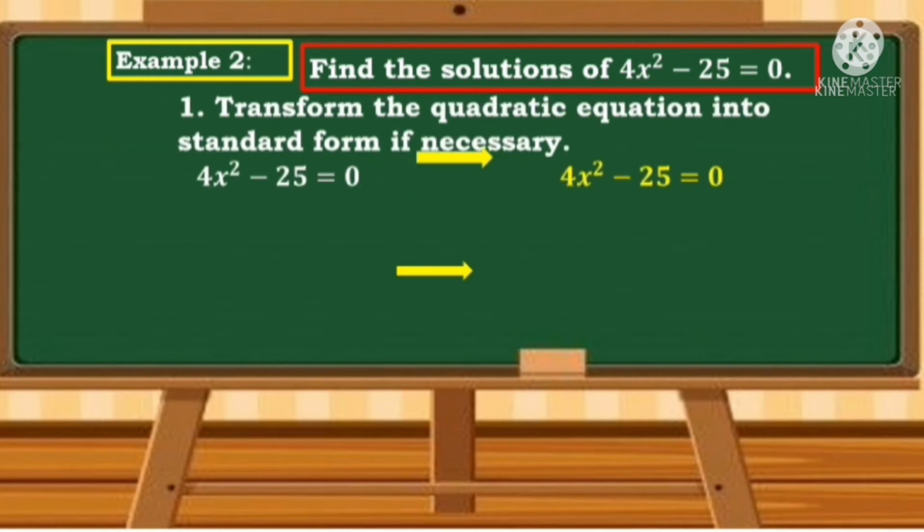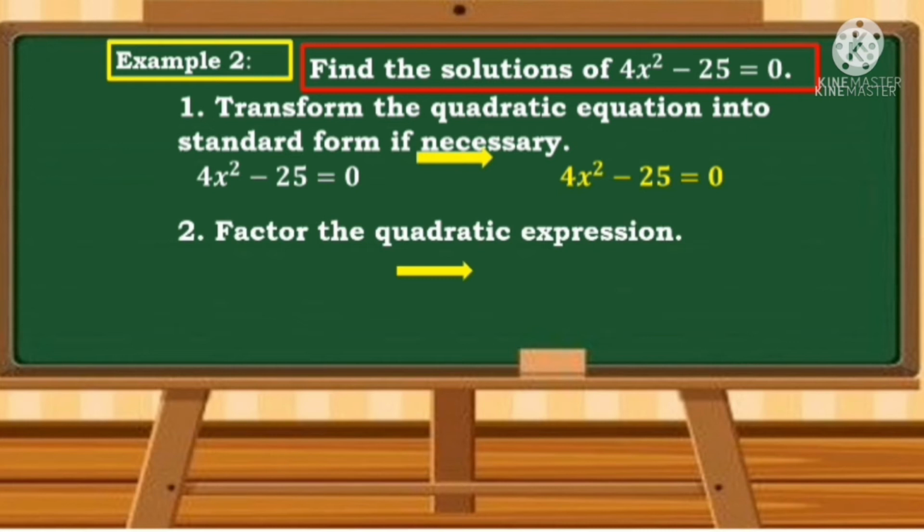So transform the quadratic equation into standard form. Since our equation is already written in standard form, but the equation has no b, let's proceed to step number 2. Factor the left side, which is 4x squared minus 25.